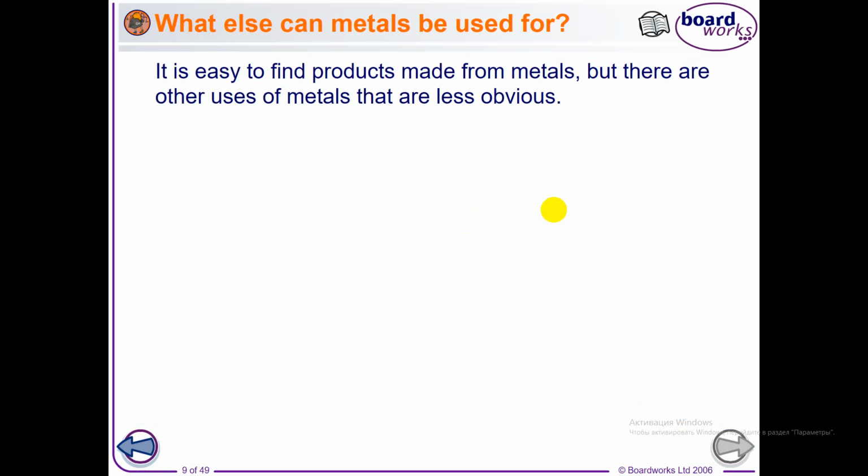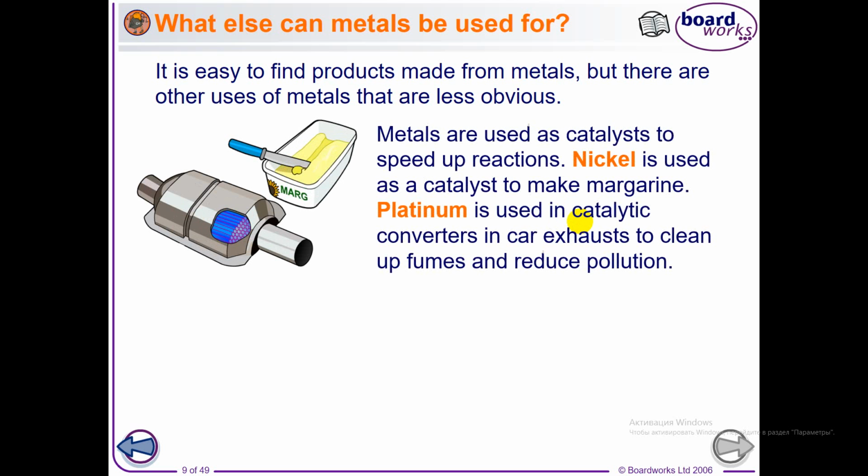It's easy to find products made from metals, but there are other uses of metals that are less obvious. Metals are used as catalysts to speed up reactions. Nickel is used as a catalyst to make margarine. Platinum is used in catalytic converters in car exhaust to clean up fumes and reduce pollution.